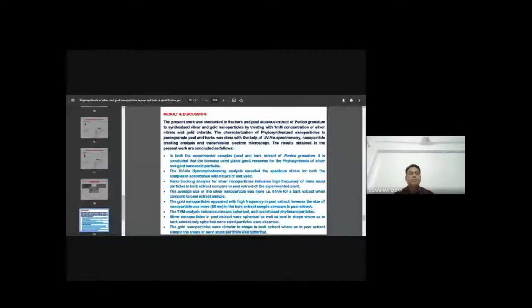experimental plant. The average size of silver nanoparticles was more, that is 61 nanometer, for the bark extract when compared to the peel extract sample. The gold nanoparticles appeared with high frequency in peel extract. However, the size of nanoparticles was more, that is 58 nanometer, in the bark extract sample compared to peel extract.